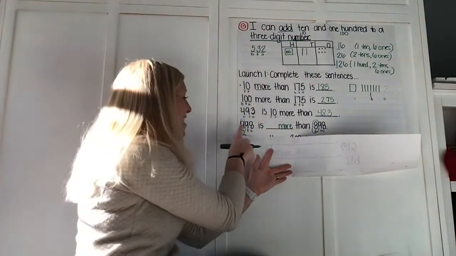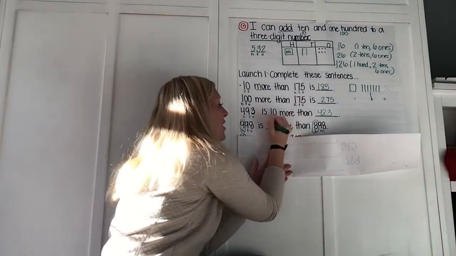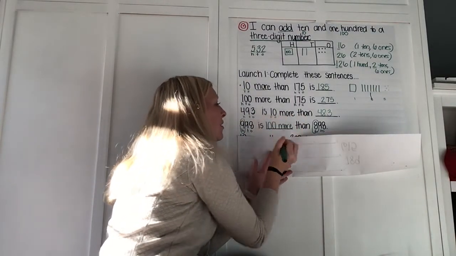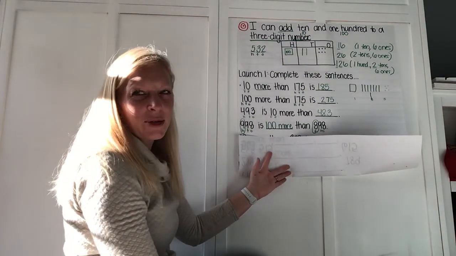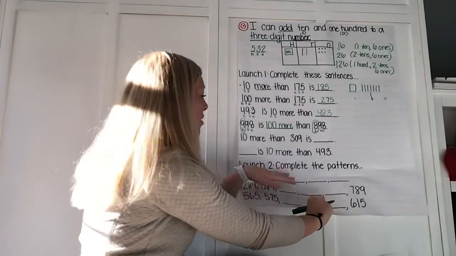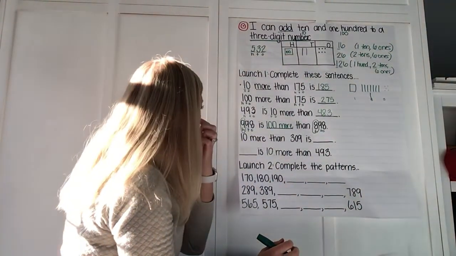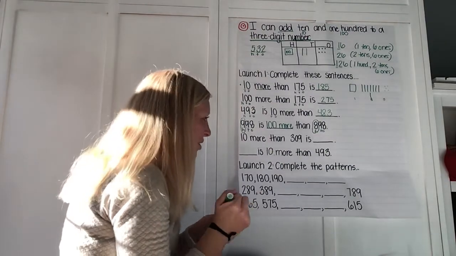100, right? 9 hundreds is 100 more than 8 hundreds. See that pattern? The hundreds place is what changed. It's 100 more. All right, I'm gonna put this down for a bit. 10 more than 309 is what?